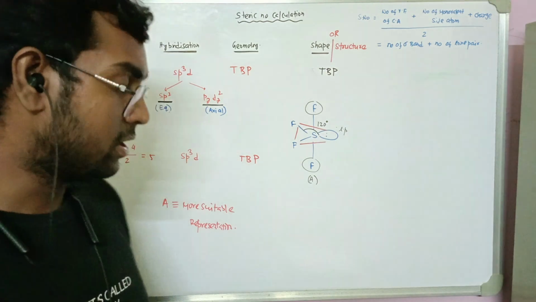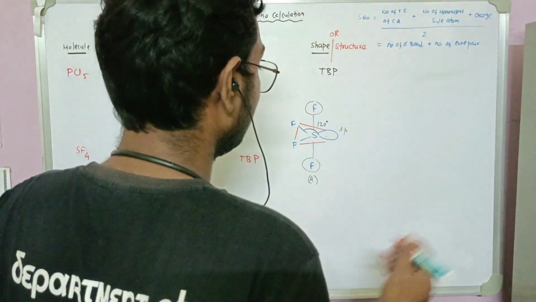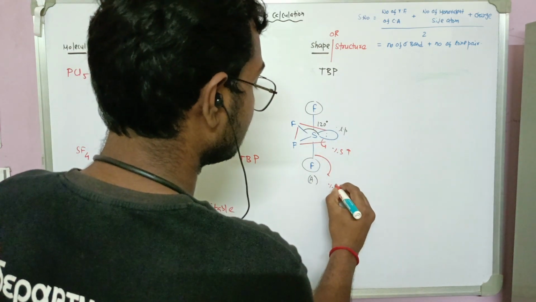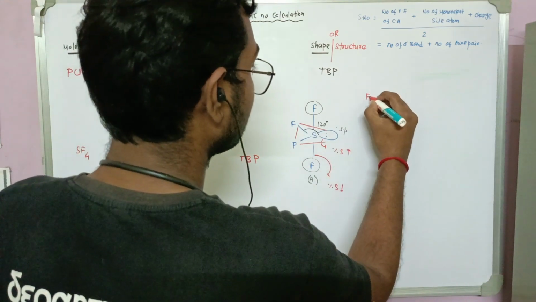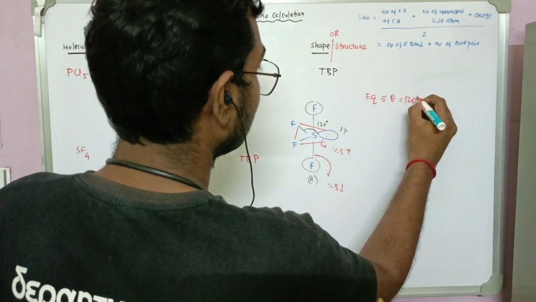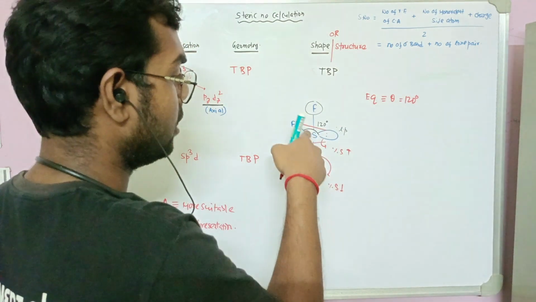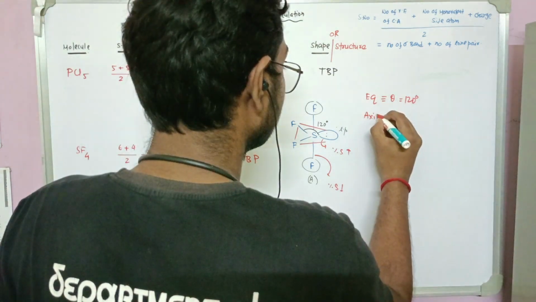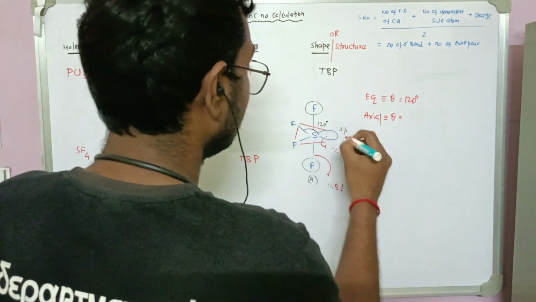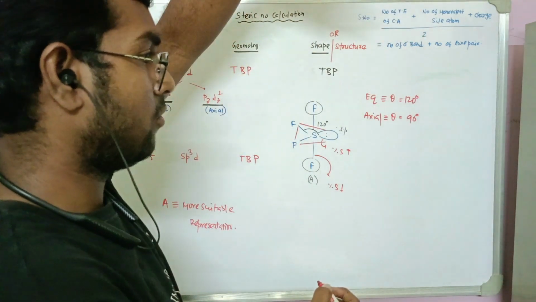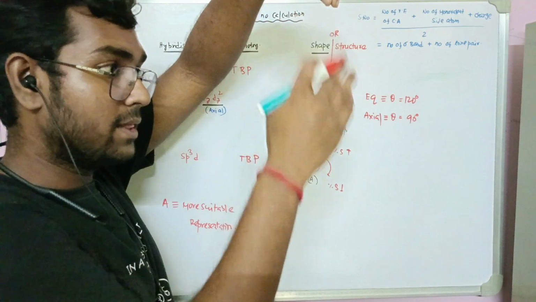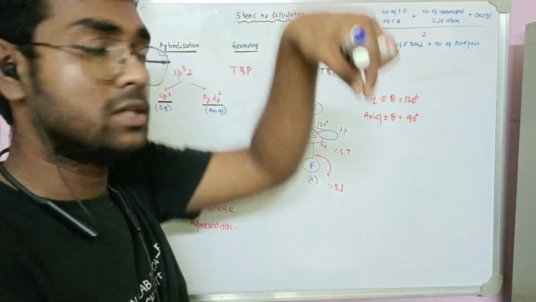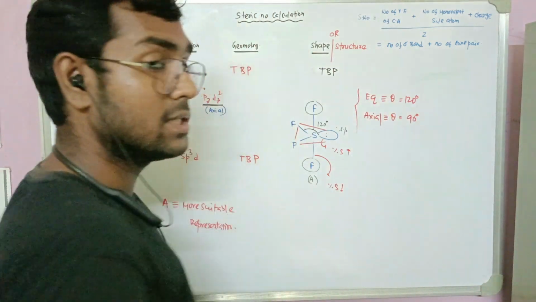Now we can make another conclusion about the percentage S and percentage P, because we know that the equatorial positions are percentage S rich and the axial positions are percentage S deficient. For the equatorial position, theta is 120 degree, because in trigonal planar the angle between the three bonds is 120 degree. But in the axial positions, theta is 90 degree, because one axial position is lying over the trigonal plane, that means this axis is making a 90 degree angle, or we can say this axial position is perpendicular to the trigonal plane. So the theta for the axial position is 90 degree.